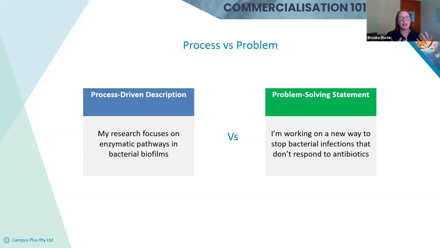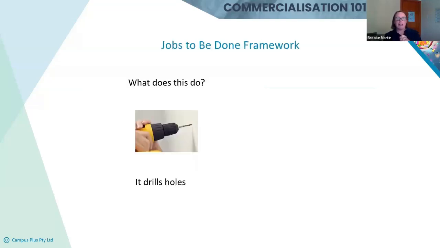So some of the questions that you can ask yourself as you go through this process, when you're describing your research to people who are not industry experts: are you leading with your process description, or are you leading with the problem that you're solving? Now that we've talked about shifting from process to problem, I just want to take it one step further and talk to you about the jobs to be done framework, which is a really useful way of defining the real world impact of your research.